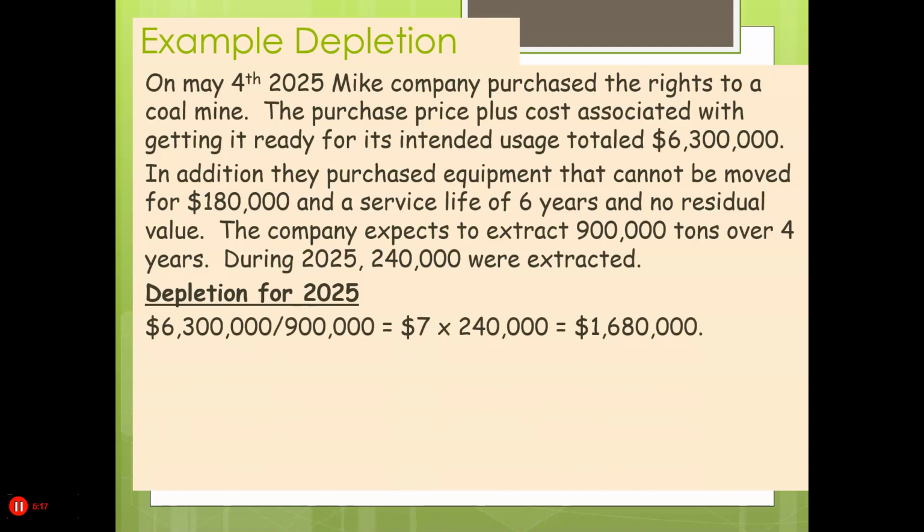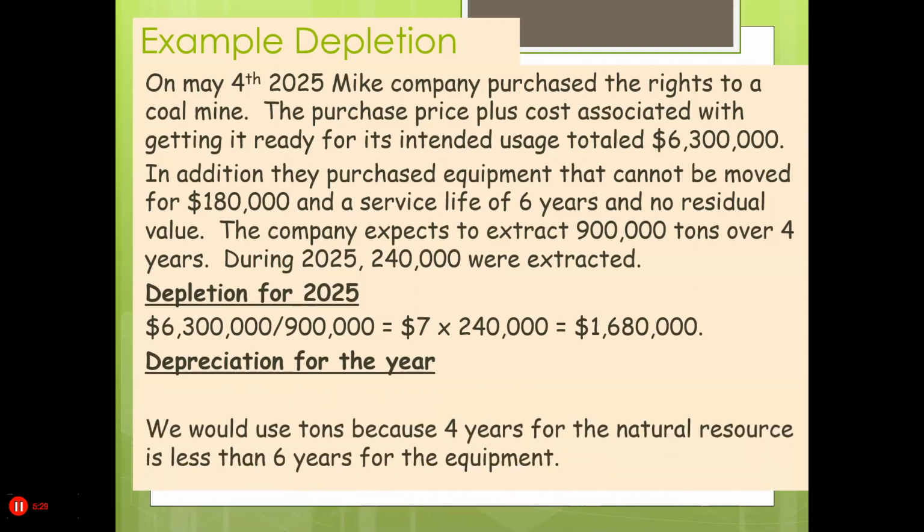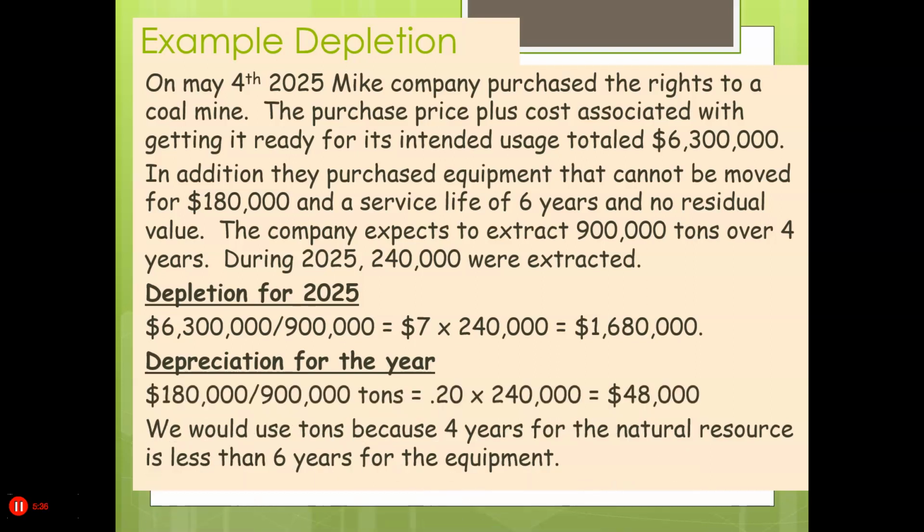Well, we're going to take our cost divided by 900,000 times 7, which gives us depletion of 1,680,000. And for the equipment, we're going to have to use the years because it's 4 years, which is less than the 6-year service life. So we're going to have depreciation of 48,000, and that would be our depreciation for the year. The total would be 48, and depletion would be 1,680,000.